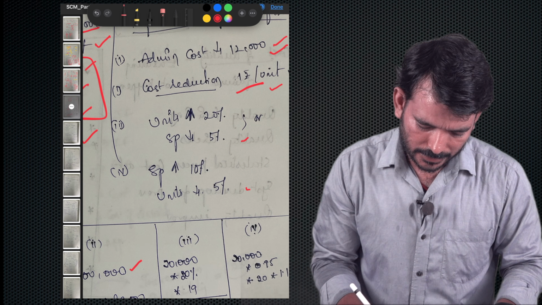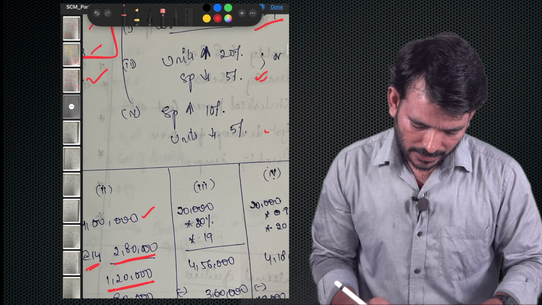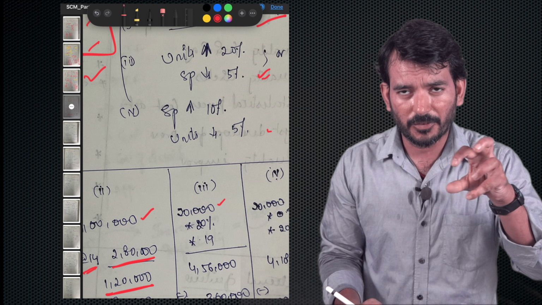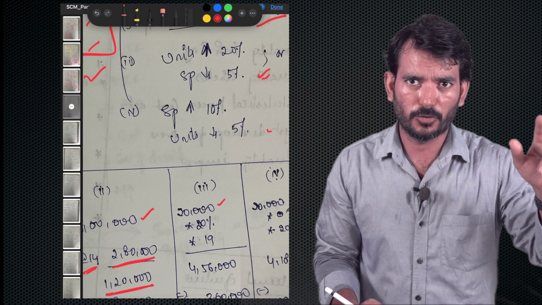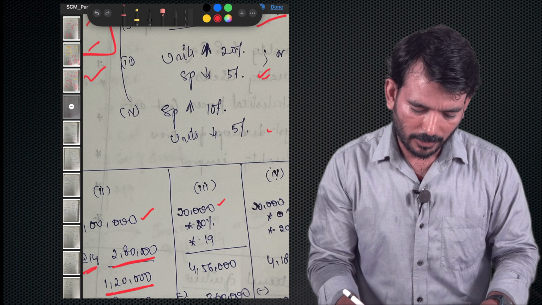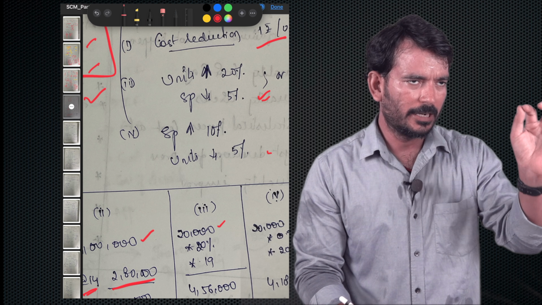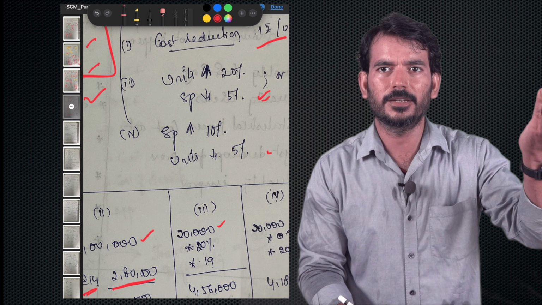And decrease the selling price by 5% and increase the units by 20%. So in this case, what is your existing number of units that you are selling? 20,000. Just now we calculated 4 lakh divided by 20. So 20,000 is the number of units that you are selling at this point of time, and there will be an increase of 20%. So whenever there is an increase of 20%, just do like this, 1 multiplied by 1.2. So that will be an increase of 20%.